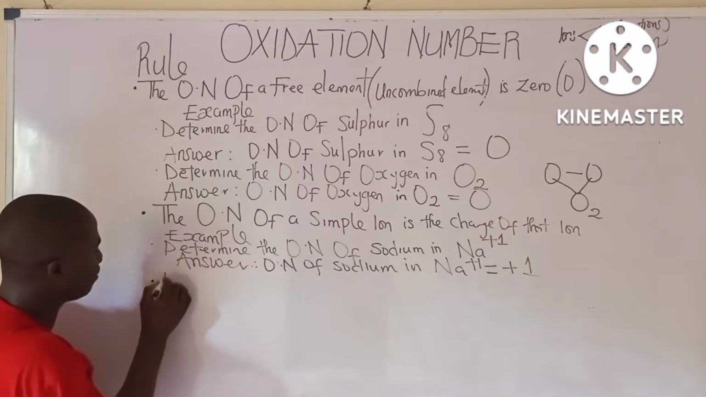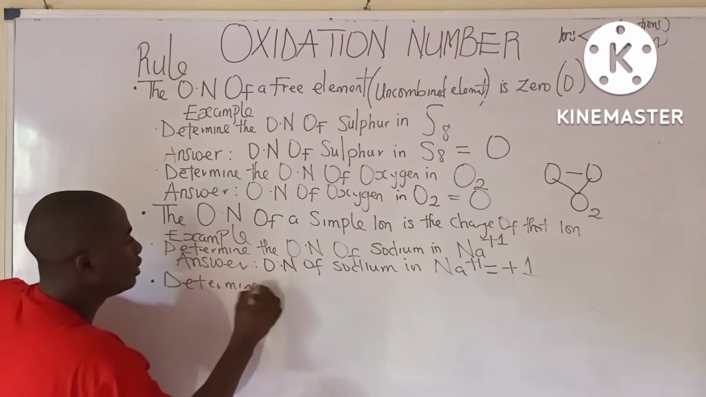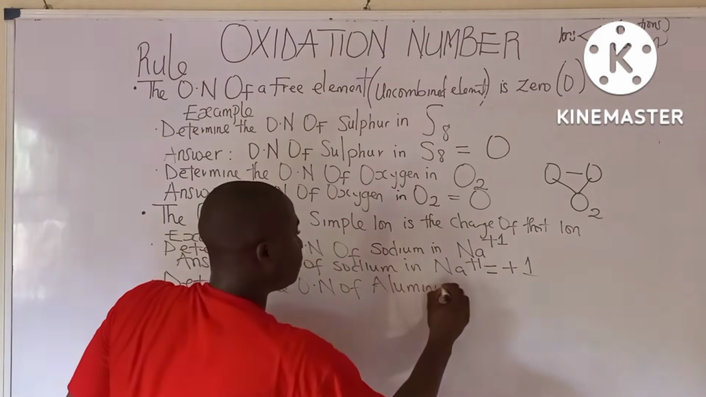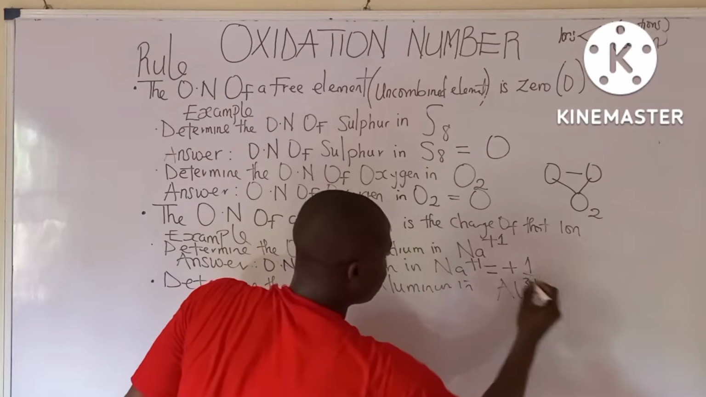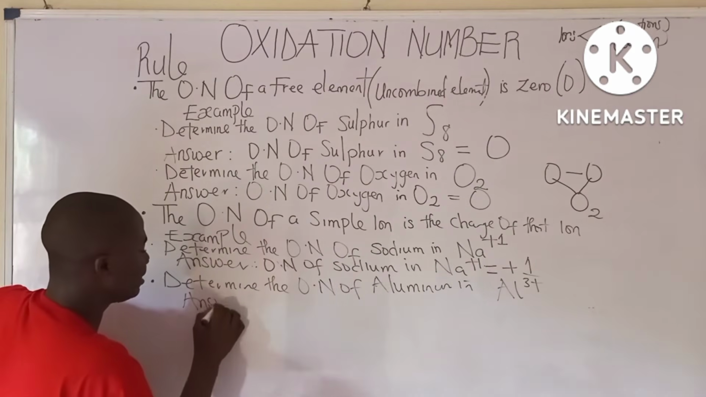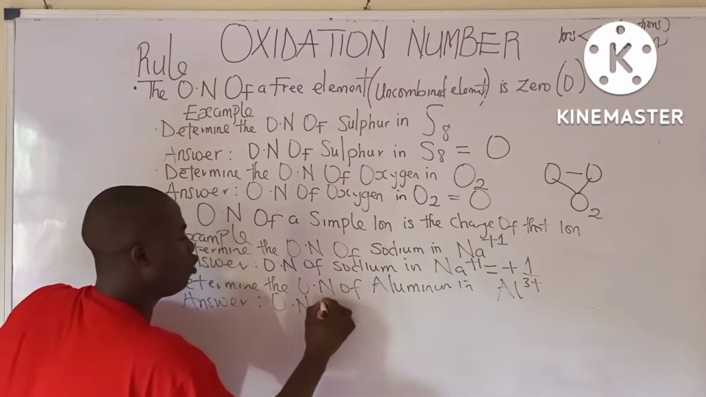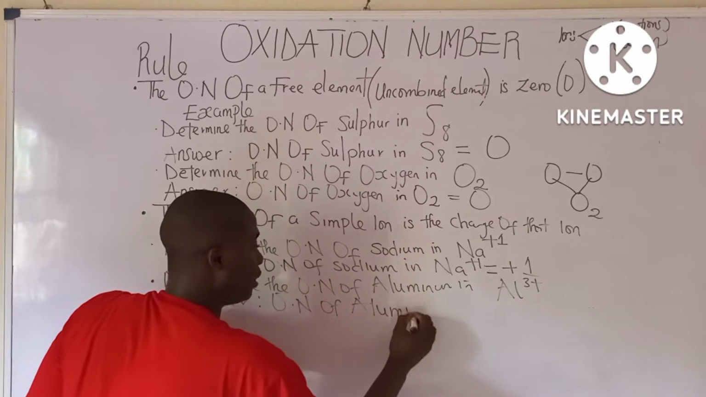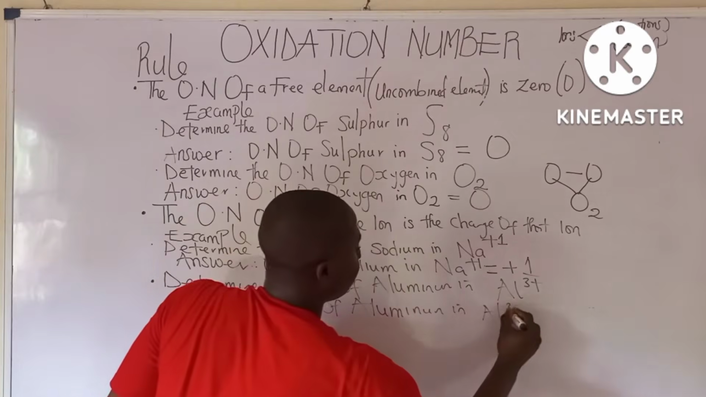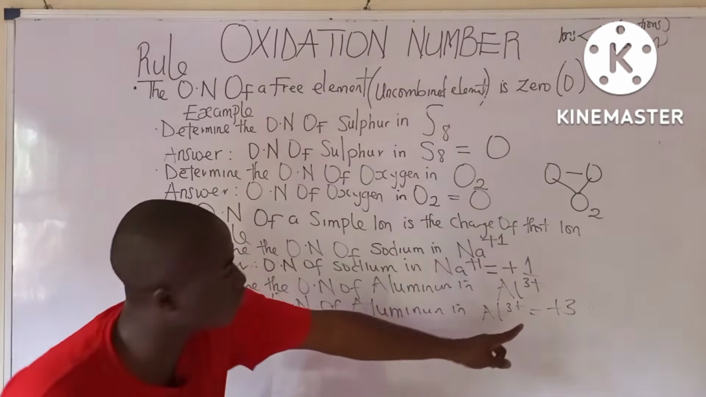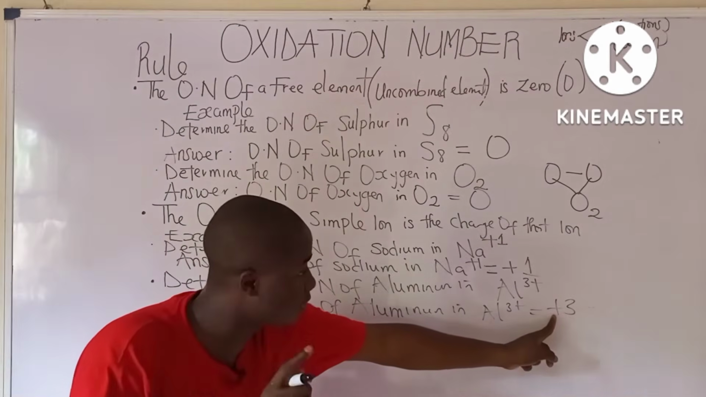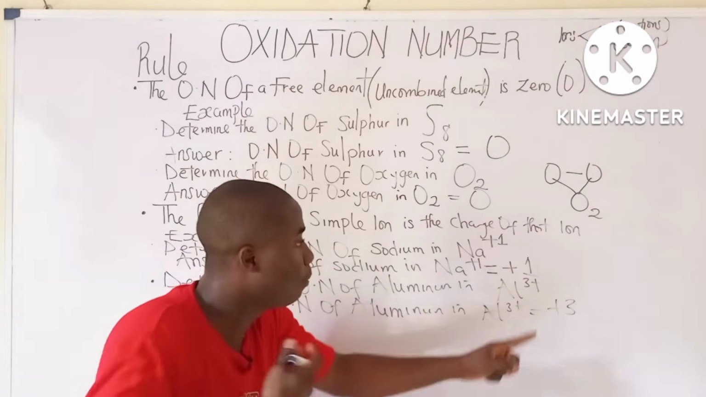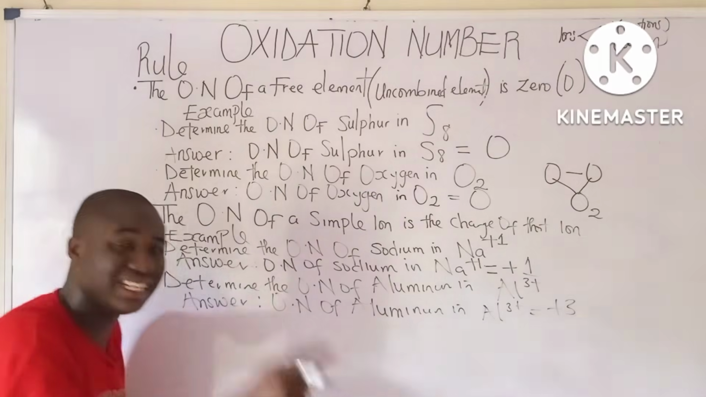So let's take another example. Determine the oxidation number of aluminum in Al3+. So what becomes the answer? It is simply the charge of the ion. So the oxidation number of aluminum in Al3+ is equal to +3. Always write their signs. Be very specific with the sign. Don't just write 3 like that. You have to be specific. You write +3 or +1.